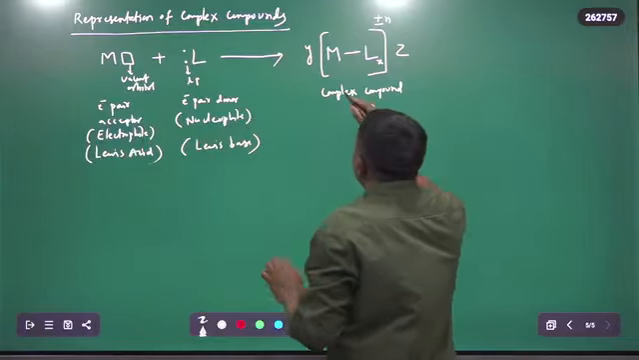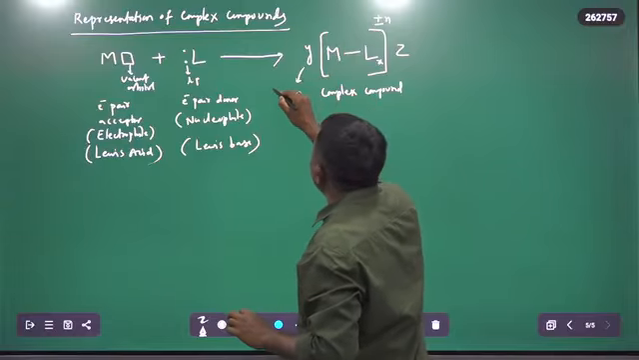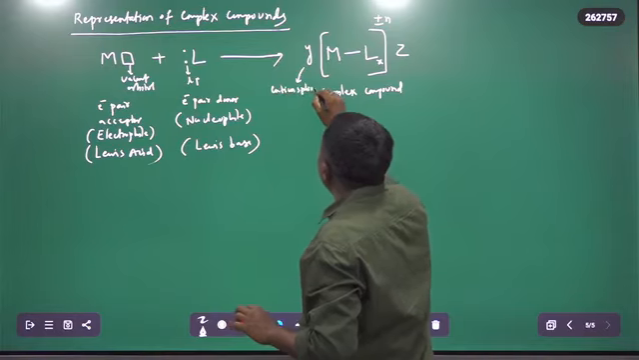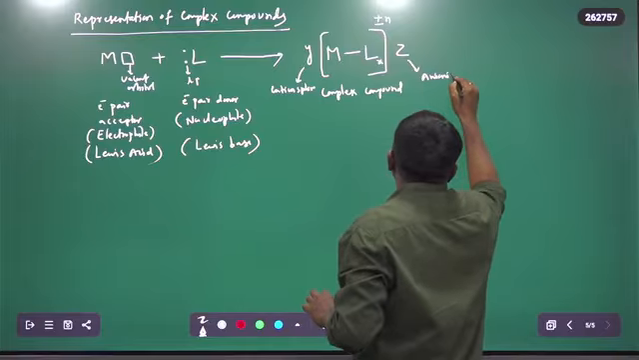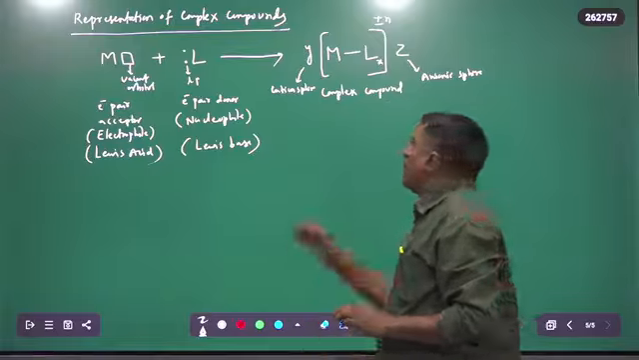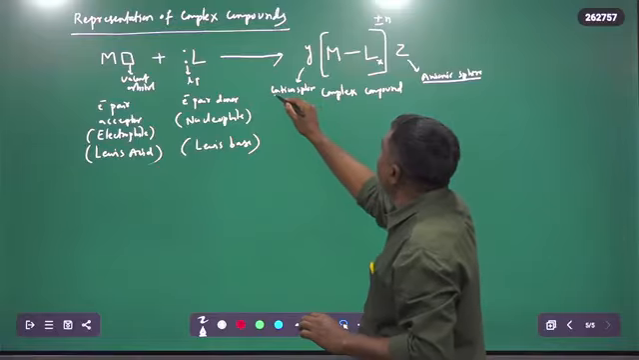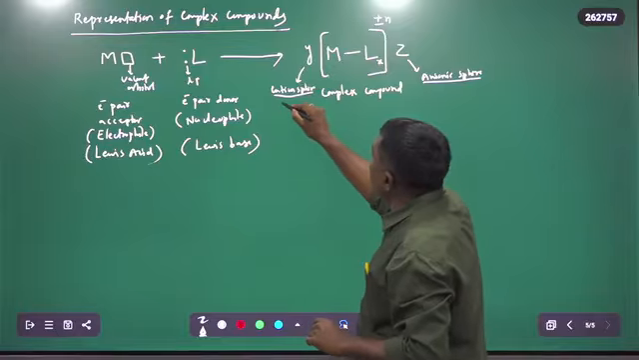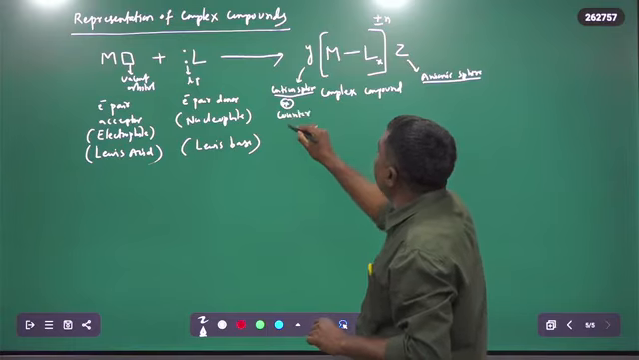Now, the part before the square bracket is the cationic sphere, and the part after the square bracket is the anionic sphere. The sphere after the square bracket is represented as the anionic sphere. This is the cationic sphere, and we can also call it the counter cation. So Y is the counter cation.